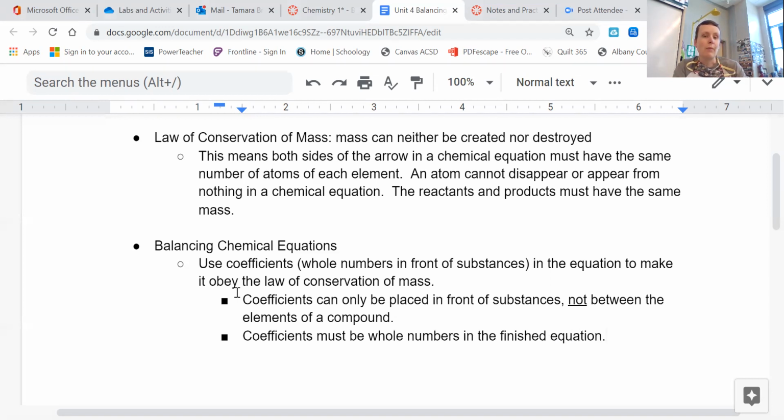So there might be a point where I'm working with you where I might show you to put a fraction or a decimal in front of a substance. But by the end, when we're all done, they will all be whole numbers. So we'll fix anything that's a fraction or a decimal.